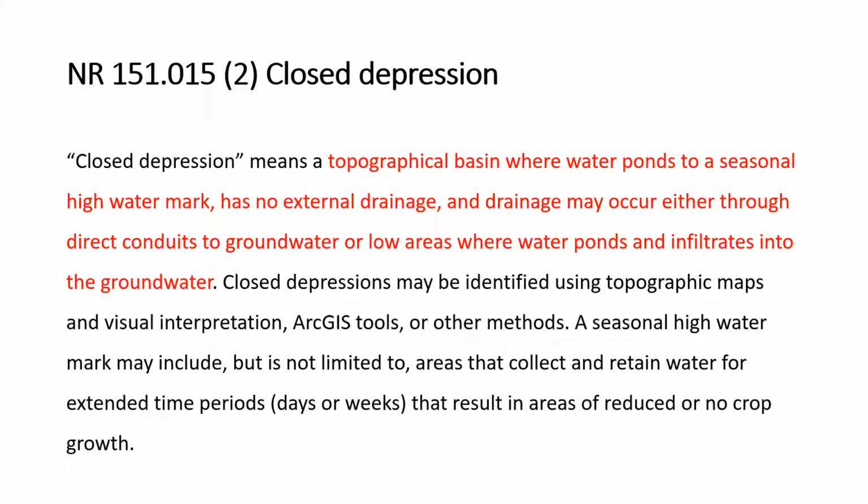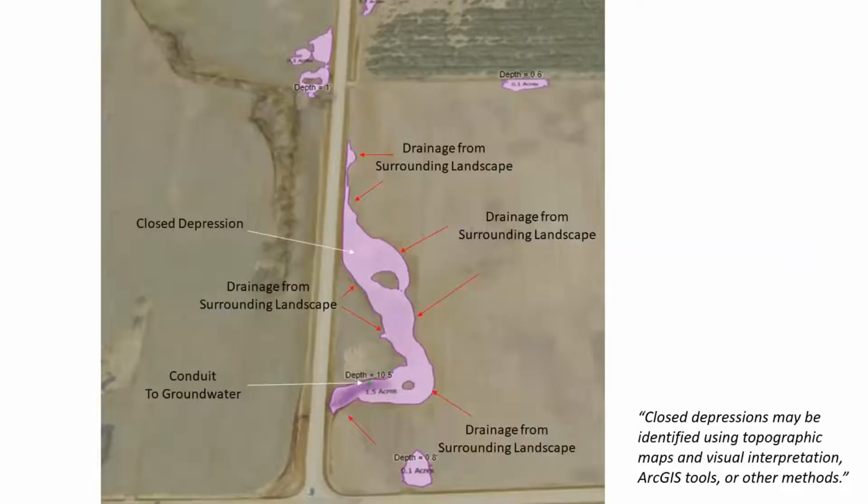So here I highlighted in red, really the definition focuses on a basin where water ponds to a seasonal high water mark, has no external drainage, and the drainage may occur either through a direct conduit to groundwater or simply a low area where water ponds and then infiltrates into groundwater. And the definition further goes on to discuss ways that you may be able to identify where a closed depression is. It gives you an indication of how you might identify these closed depressions. So if we could advance to the next slide, please.